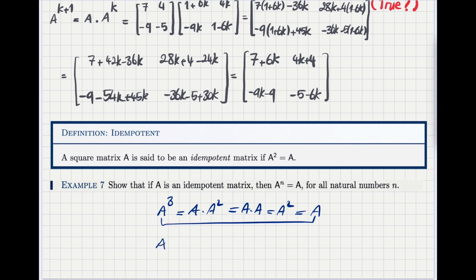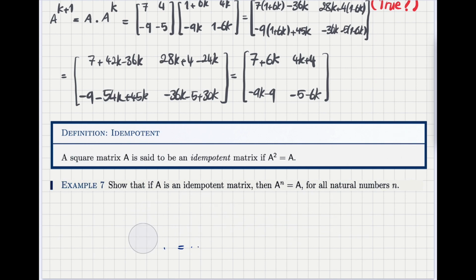If I ask you what is A to the 4, you can say that A to the 4 is A times A to the 3. But we just calculated that A to the 3 is A, so it becomes A times A, it becomes A squared, then again A squared is A. Of course, it is very clear that this is going to work, but this is not a mathematical proof. If we want to prove it, we have to use mathematical induction, yes?